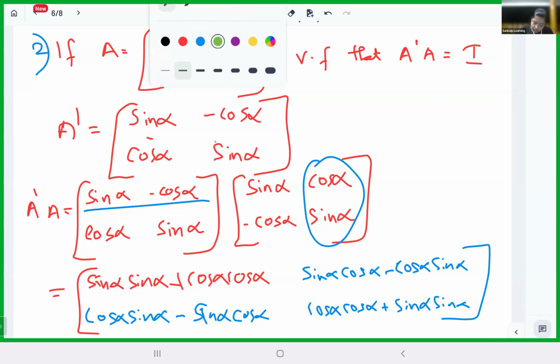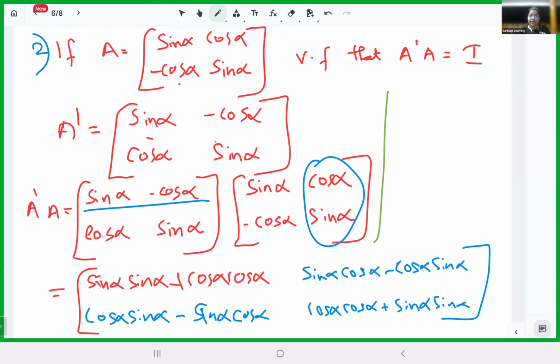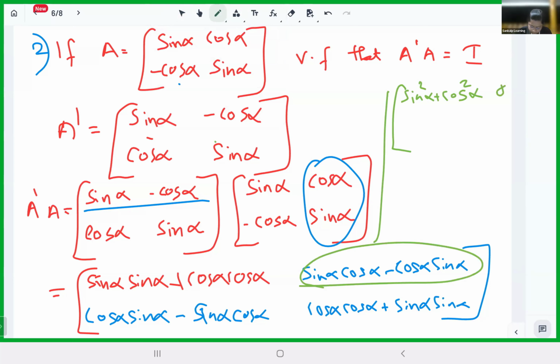All right. Now, what is the value of sin alpha into sin alpha? It is nothing but sin square alpha. Sin square alpha plus cos square alpha. Cos alpha into cos alpha is cos square alpha. And what about the value of this one? Sin alpha cos alpha minus cos alpha sin alpha. The resultant value is 0. So this one becomes 0. And the third element is also 0. And what about the fourth element? Cos alpha into cos alpha can be written as cos square alpha. Sin alpha into sin alpha can be written as sin square alpha.